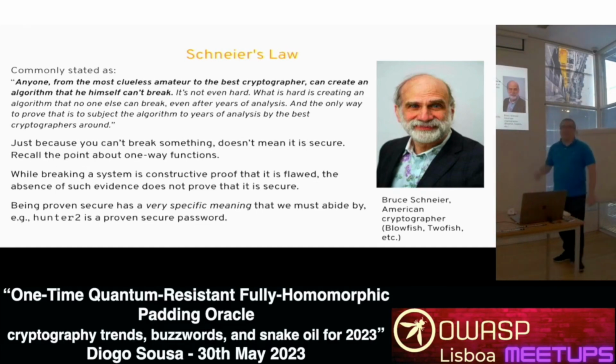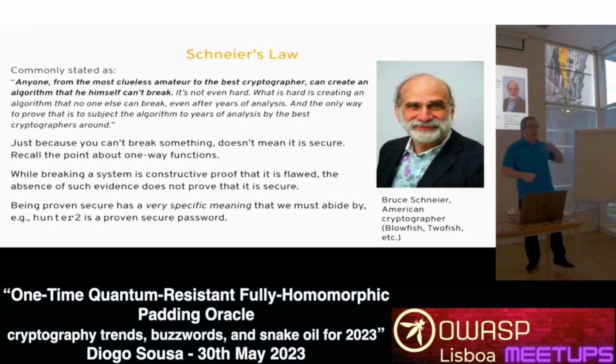Moving onwards. Talking about systems and how to design systems, we go into Schneier's law. There's that big quote, I'm just going to focus on the phrase in bold: anyone, from the most clueless amateur to the best cryptographer, can create an algorithm that he himself cannot break. Basically, this means that if one of you guys pulled out pen and paper, you could probably come up with a cipher that you could show to this room and nobody would be able to break it.